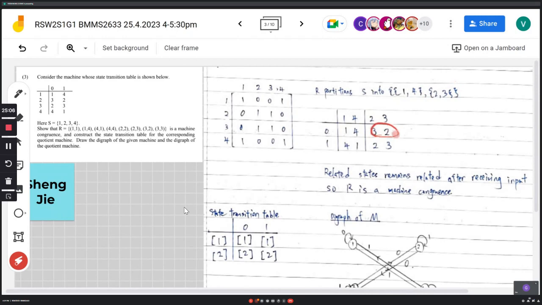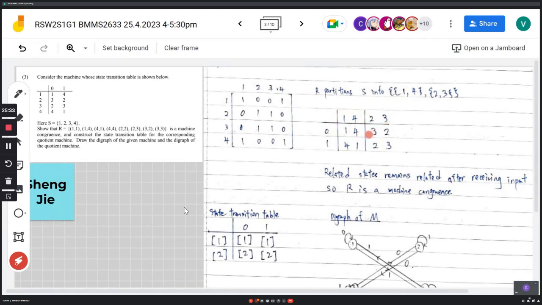So if this is in one group, no matter whether it comes from 1, 4 or 2, 3, as long as it is in either one of these, then it is a machine congruence. So how do we want to write the conclusion for machine congruence? You need to say the related states. What are the related states here? The related states are 1 and 4, 2 and 3.